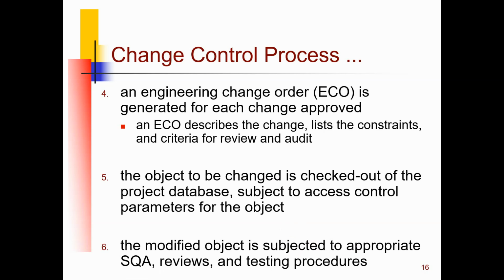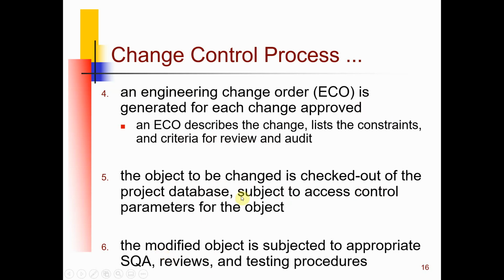And then once the change request is approved and put in the queue, an engineering change order is generated for each approved change, and the ECO describes the change and lists the constraints and the criteria for review and auditing. So here is some more information about it. It's not just the value or merit, and here it describes the constraints, the criteria, and the review, so that the auditor can follow up.